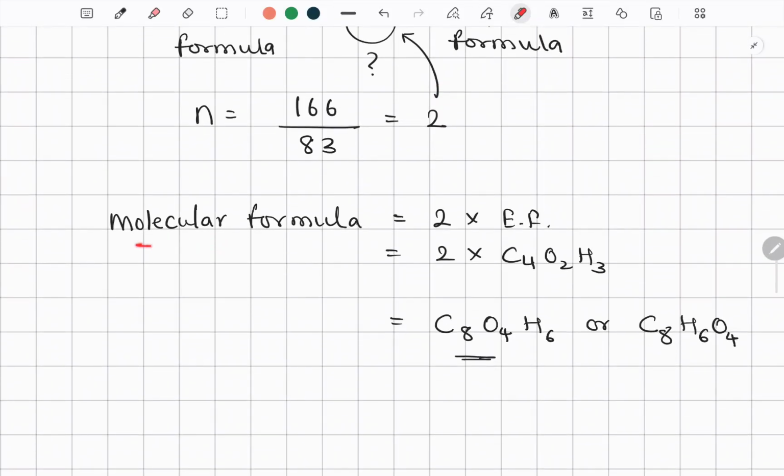So to calculate the molecular formula, it is n into the empirical formula, and we calculated n as 2. So 2 into C4O2H3 would be C8O4H6. So this is how we solve this type of question.